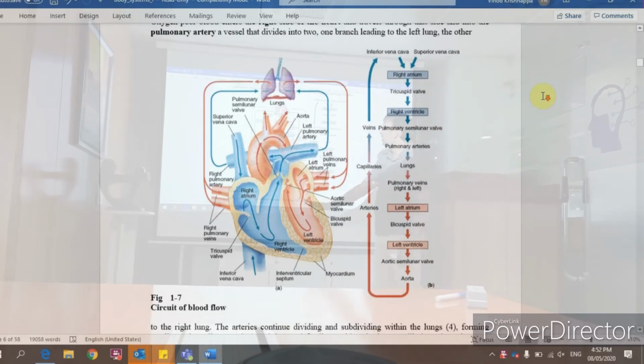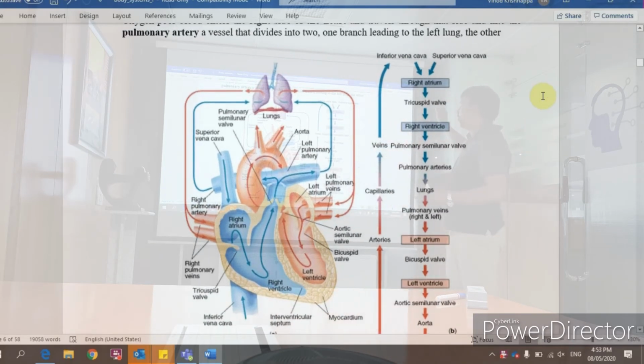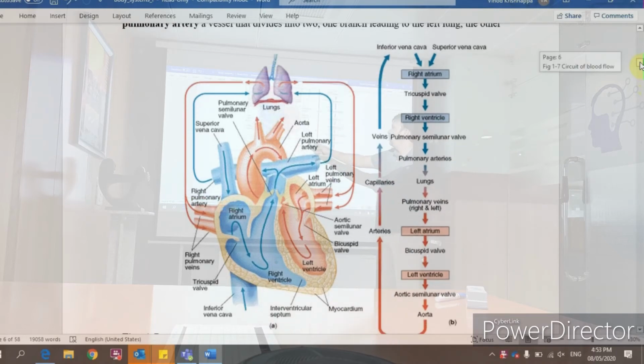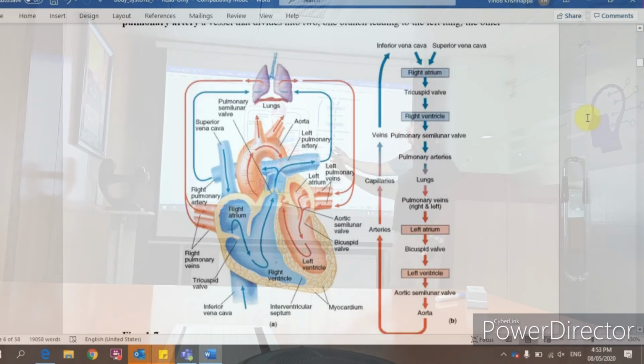From the right ventricle, it is going into the pulmonary artery. The pulmonary artery blood gets purified and comes back through the pulmonary veins. Pulmonary veins to the left atrium. From the left atrium, it comes through this valve, known as the bicuspid valve, also known as the mitral valve, bicuspid. It goes into the left ventricle. From the left ventricle, it goes into the aortic valve. From the aortic valve to the aorta, and from the aorta to different parts of the body.